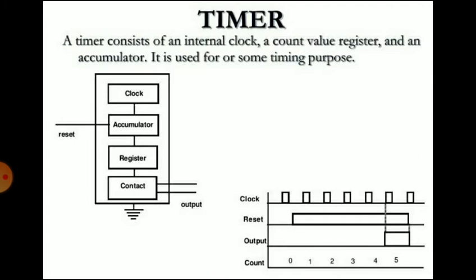A timer consists of an internal clock, a count value register, and an accumulator. It is used for timing purposes. You can see in the diagram the different elements of the timer. It consists of a clock, accumulator, register, and contacts.